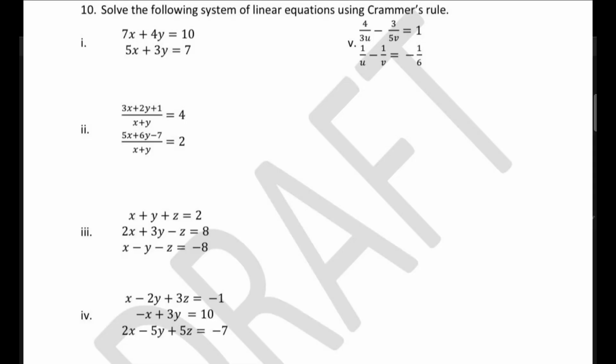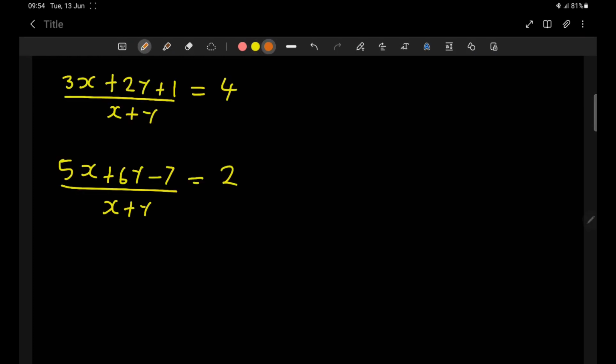Okay, so for this part we have solved the following system of linear equations using Cramer's rule. So I'll pick selected questions. Solve questions 2, 4, and 5. So question 2: we have this system of linear equations that we need to solve using Cramer's rule. Before we solve them, the best we can do is simplify them so that they look linear as stated.